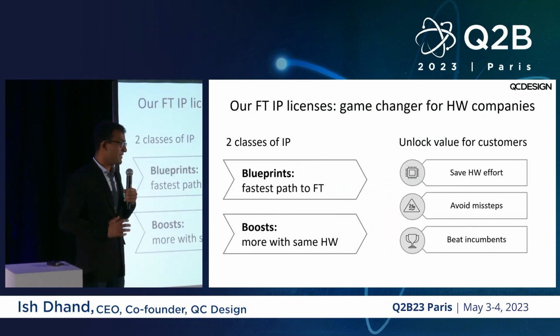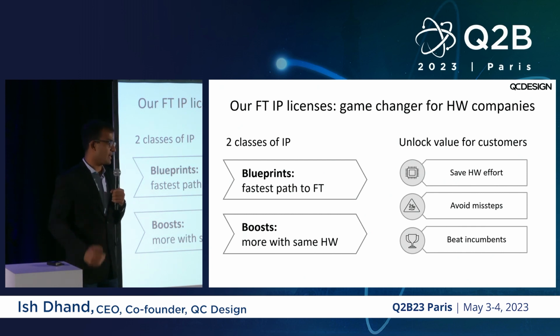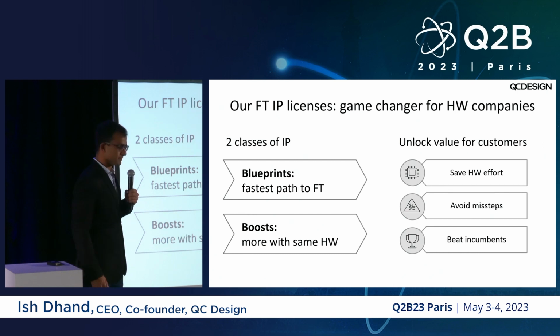At QC Design, we fill this gap. We do this by developing and licensing architectures for fault-tolerant quantum computers. There are two classes of architectures that are relevant. Blueprints provide the fastest roadmap towards fault tolerance, and boosts allow hardware companies to get more fault tolerance performance from the same hardware. Licenses to these architectures are a game changer for our customers, because this allows them to focus on the most high-leverage hardware activities and supplement the efforts of their in-house fault tolerance teams.